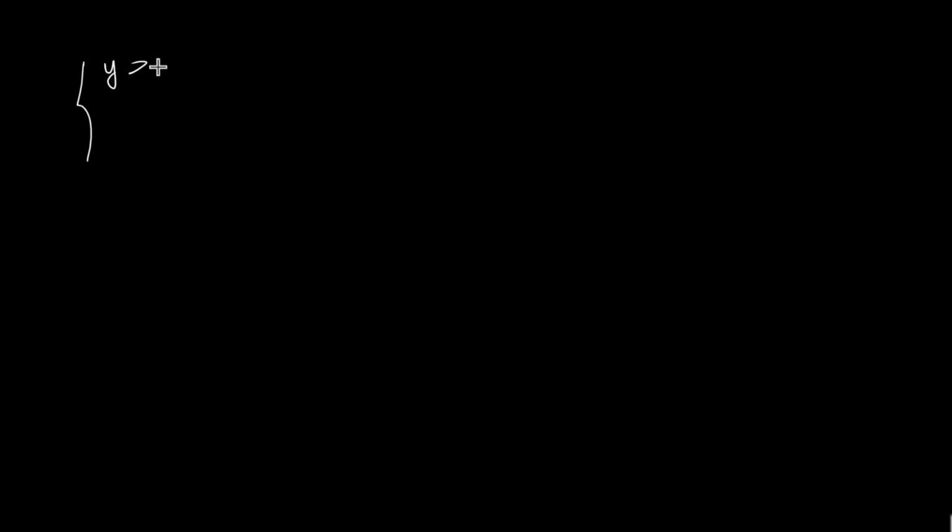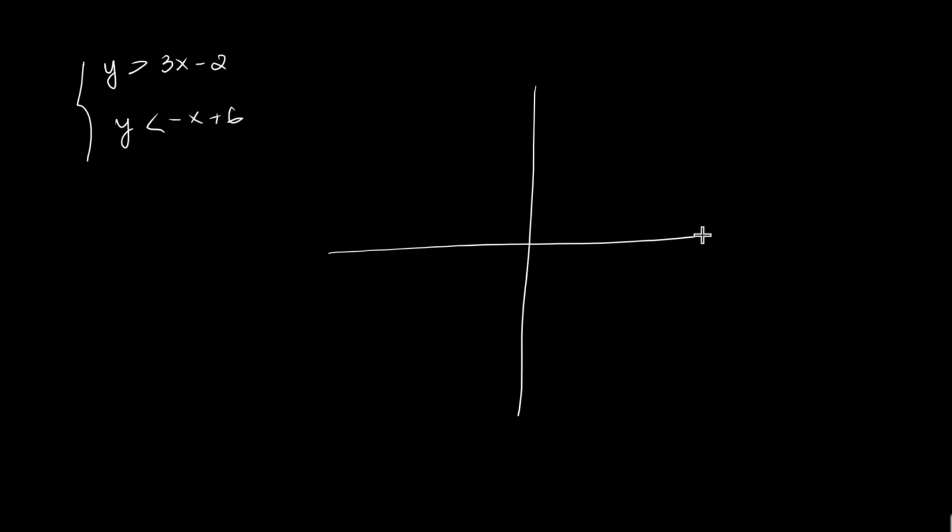We have y is greater than 3x minus 2, and y is less than negative x plus 6. Go ahead and try this one. Let's start with the first inequality. The y-intercept is negative 2, and the slope is 3. So from the intercept, go up 3 and right 1 to get the next point. Since it's greater than, we draw a dashed line.